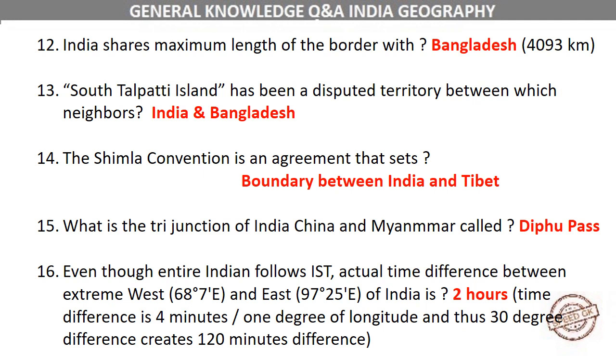What is the tri-junction of India, China and Myanmar called? Diphu Pass. Even though entire India follows IST, actual time difference between extreme west 68°7' east and east 97°25' east of India is 2 hours. Time difference is 4 minutes per 1 degree of longitude and thus 30° difference creates 120 minutes difference.